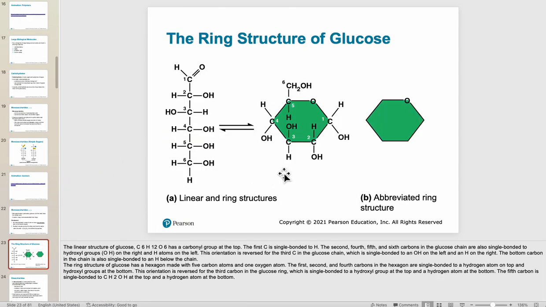Okay, next slide. Here's what a simple glucose looks like. Now on an exam, you will not be asked to draw any of these. But this last one down here, this green one, you should identify that. So when you see a hexagon shape, you know that this is a glucose, a carbohydrate. That they will ask you.